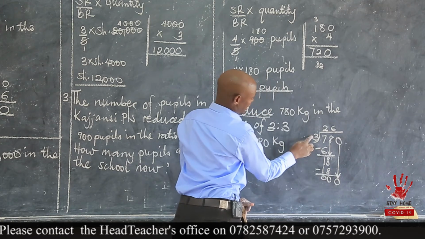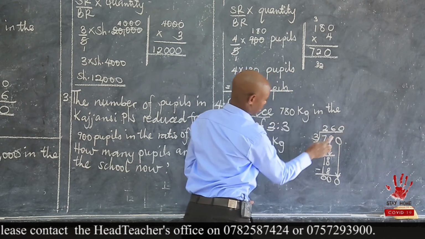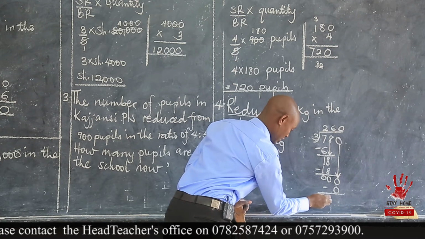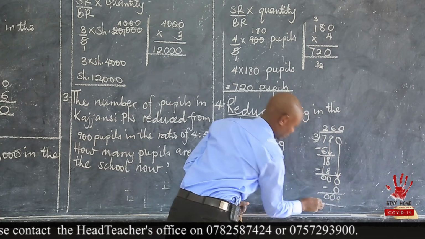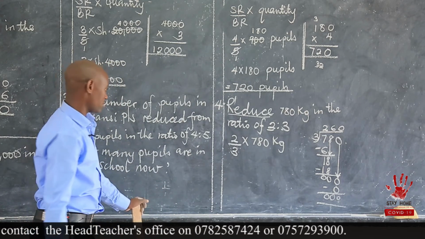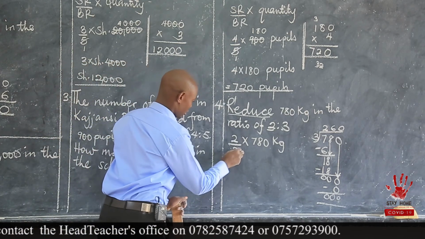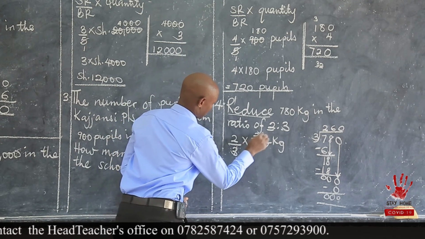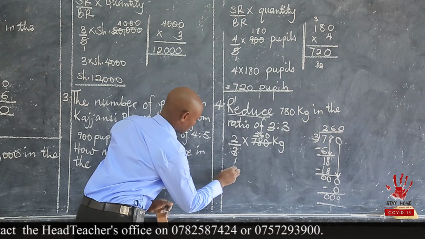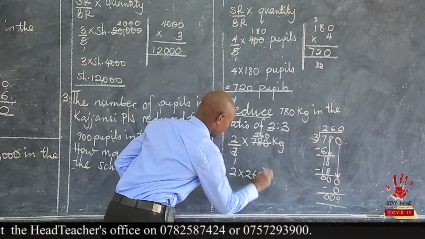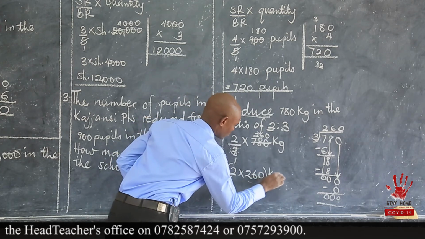So 0 divided by 3, what do we get? A 0. 0 times 3, we are getting a 0. When we subtract, we get 0. So after getting that one, it means I have fully divided my number. Then I come and I cancel. Divide by 3, 1. Divide by 3, I have got 260. Therefore, we shall have 2 times 260, and these are kilograms.